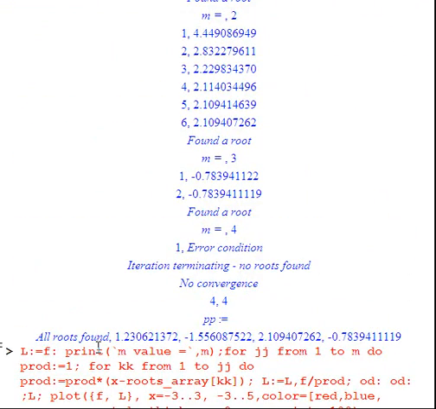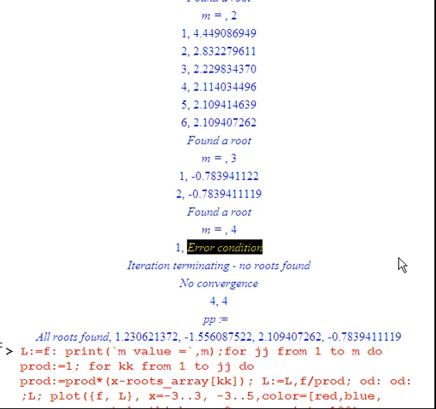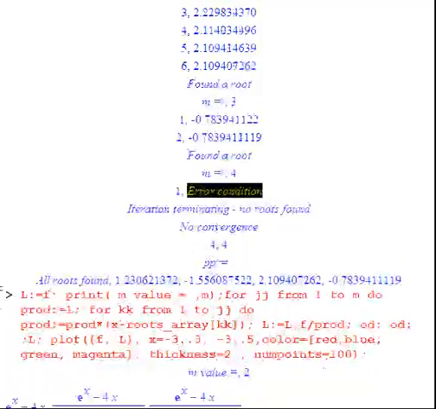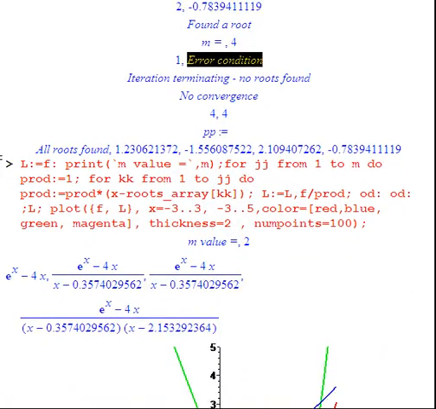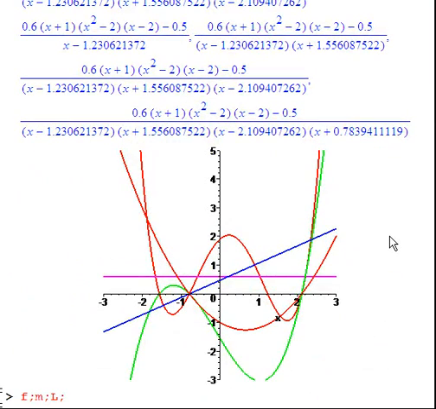It found four roots, all about the numbers that we looked at above. Here they are right down below. And you see the thing did terminate because it couldn't find any more roots or exceeded the number of iterations allowed. Let's do the big plot now and see what we got.